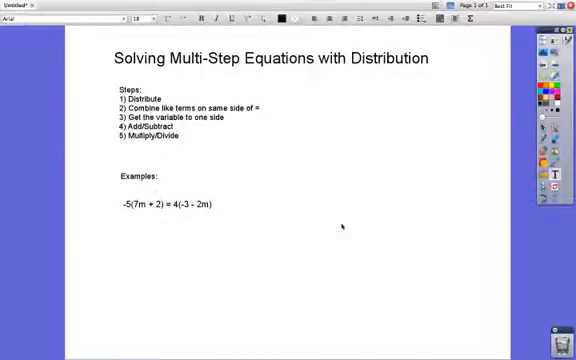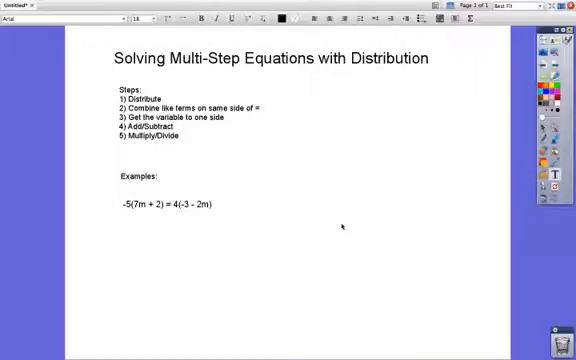Alright, so what we're going to be doing today is reviewing solving multi-step equations with distribution. So when doing these problems, the first thing you're going to do is distribute. So anytime you see parentheses, you're going to multiply the number on the outside with everything inside. The second step is to combine like terms on the same side of the equal.